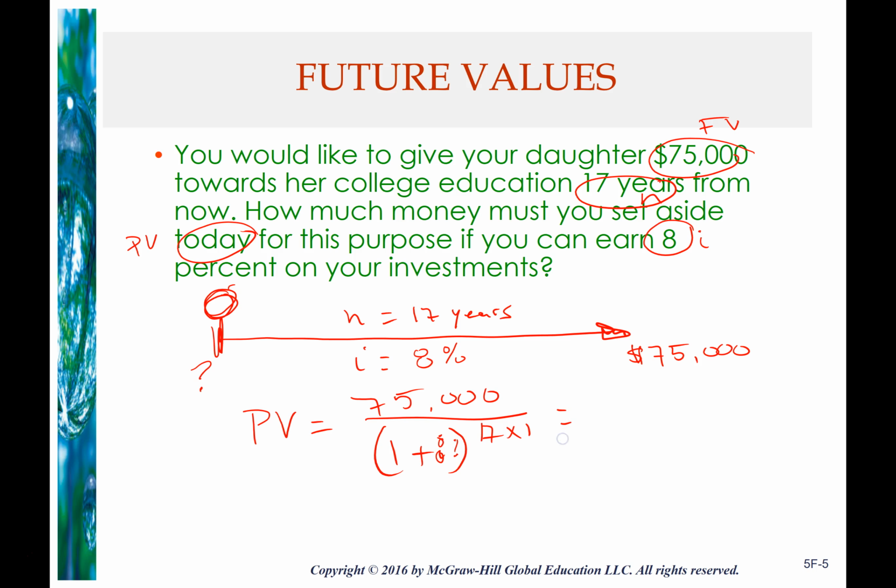If you compute that, today you have to put $20,270.17 in an account earning 8% in order to be able to give her $75,000 in 17 years. And as easy as that, while you're reading the problem, you can pick the keywords and write the letters next to them. That way it's very easy for you to compute, right?